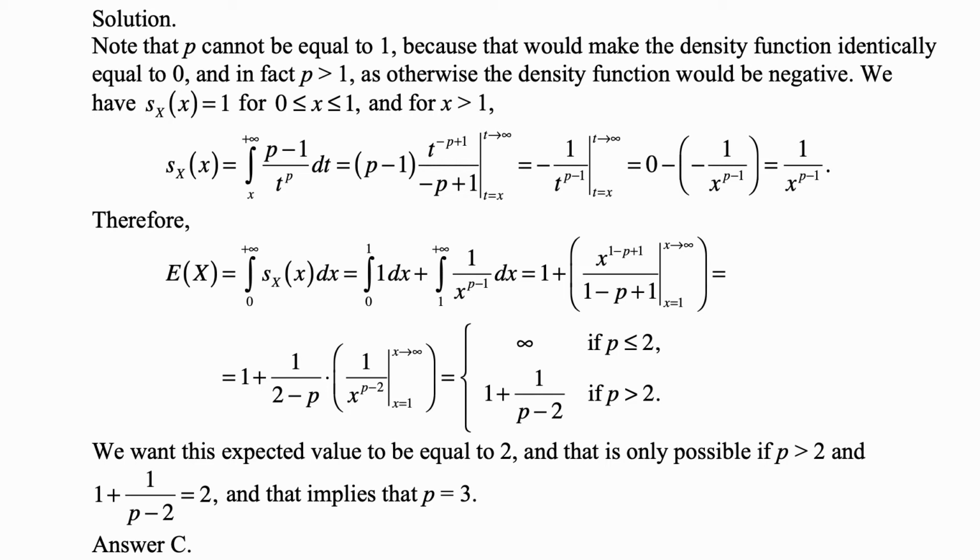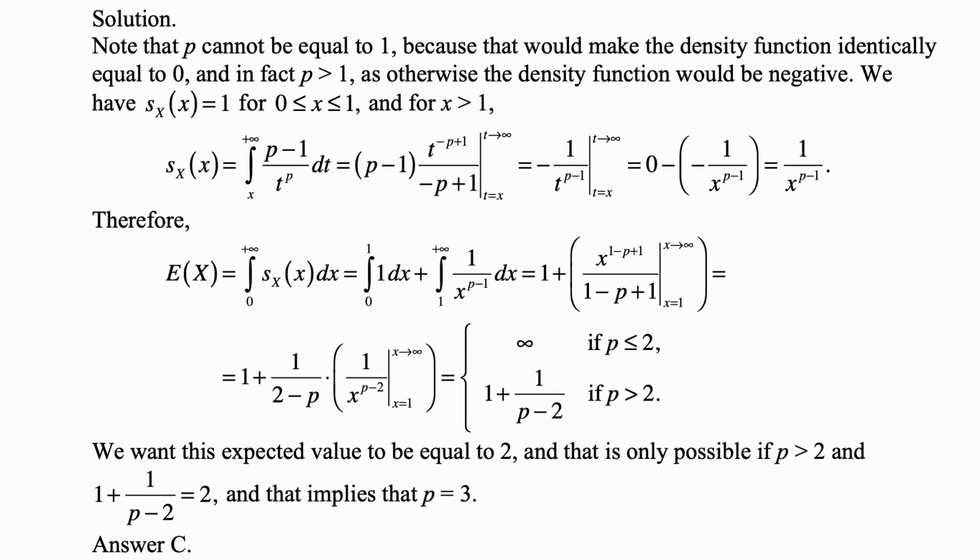And of course, p minus 1 and 1 minus p cancel out, leaving only a minus sign. So this is minus 1 over t to the power p minus 1 evaluated from t equal to x to t going to plus infinity. At infinity, this is 0, and we subtract the value at t equal to x, which is minus 1 over x to the power p minus 1. So the survival function is equal to 1 over x to the power p minus 1.